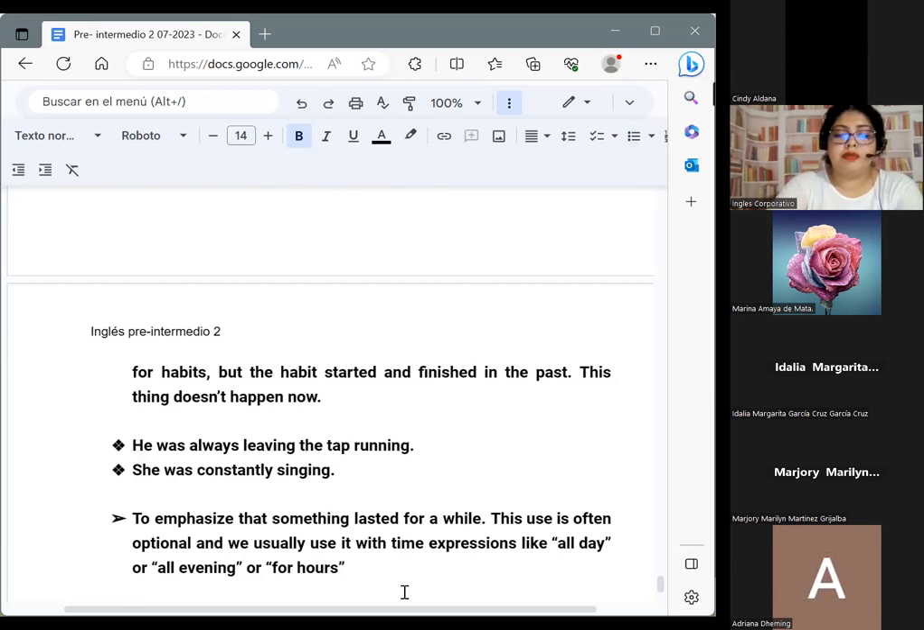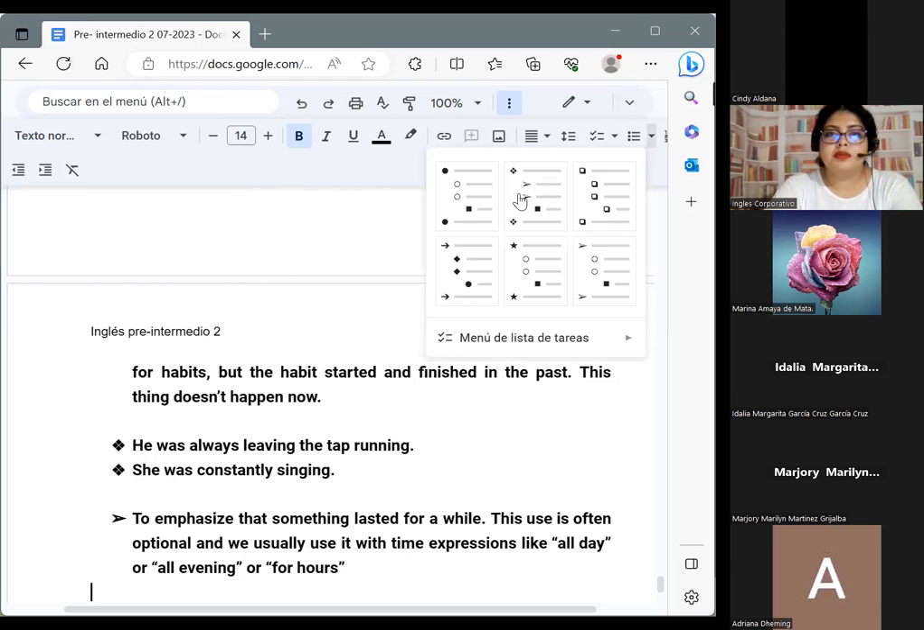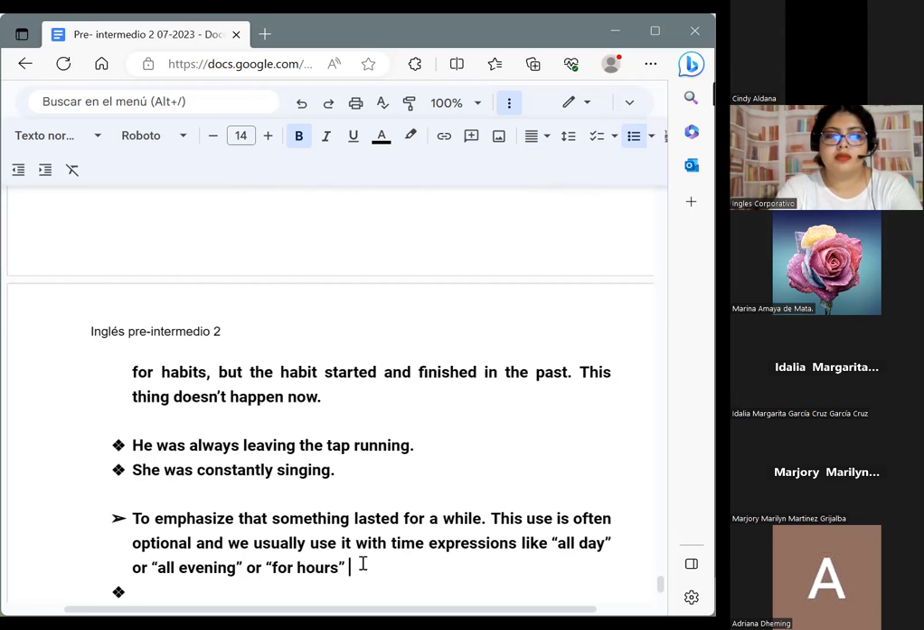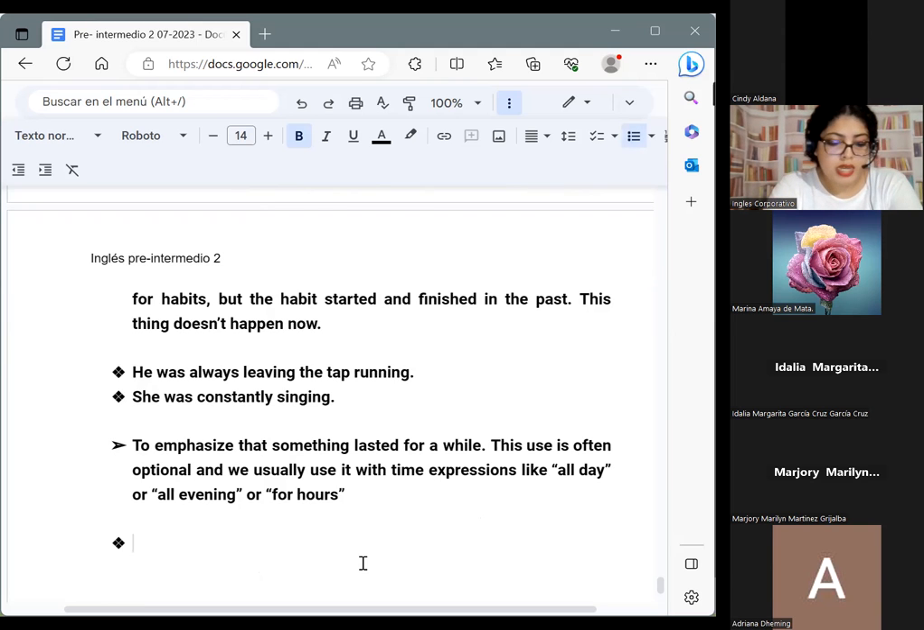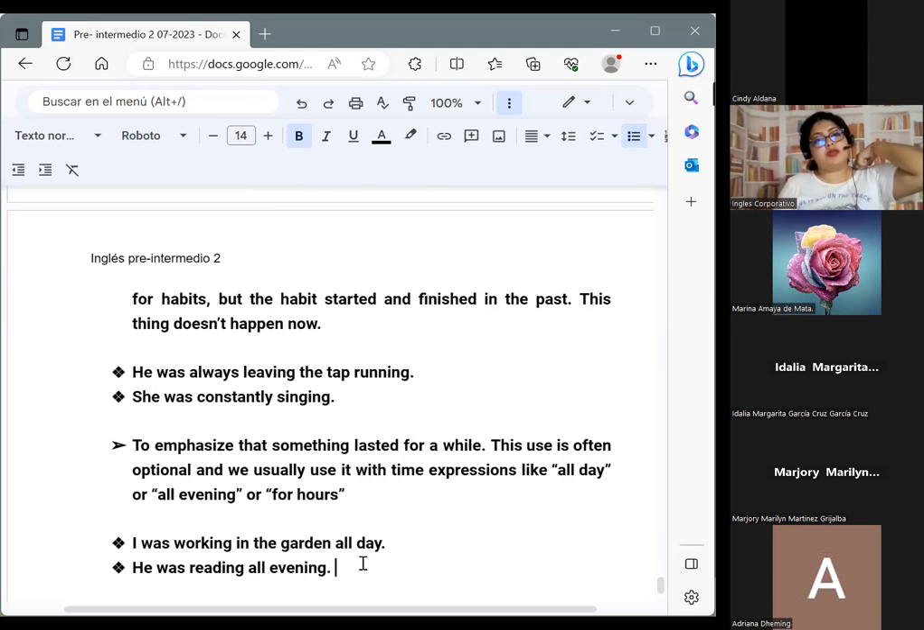And we have the examples. I was working in the garden all day. He was reading all evening. So in that case, we use these expressions to emphasize in which time we perform some actions.